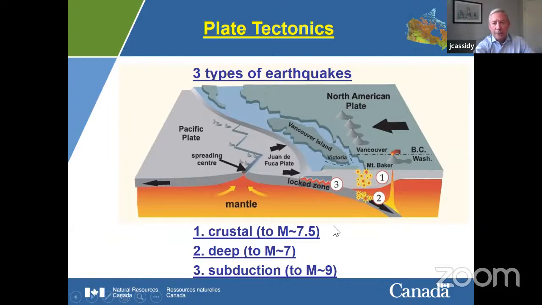range. And the third type are the subduction earthquakes. They're right on the boundary between the oceanic and the continental plate. Those are amongst the world's largest earthquakes, up to magnitude 9. So we have 3 very different types of earthquakes in this region. One of the key differences: for the crustal earthquakes, we're talking about decades to centuries. The deep earthquakes, we're talking about decades between those earthquakes. And for the subduction, we're talking about centuries between those types of earthquakes.